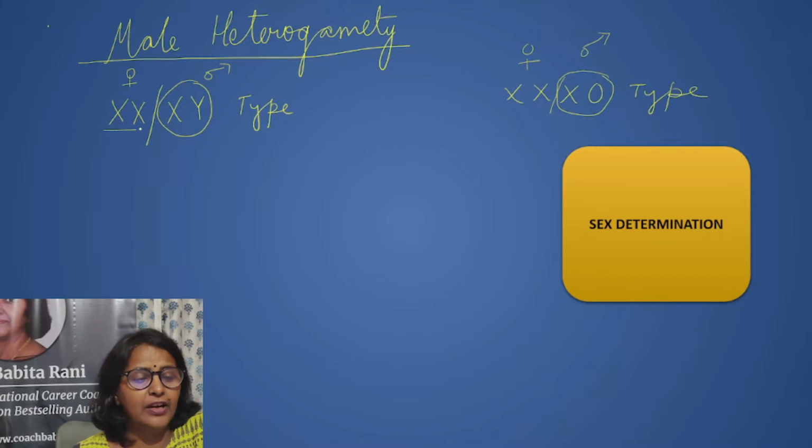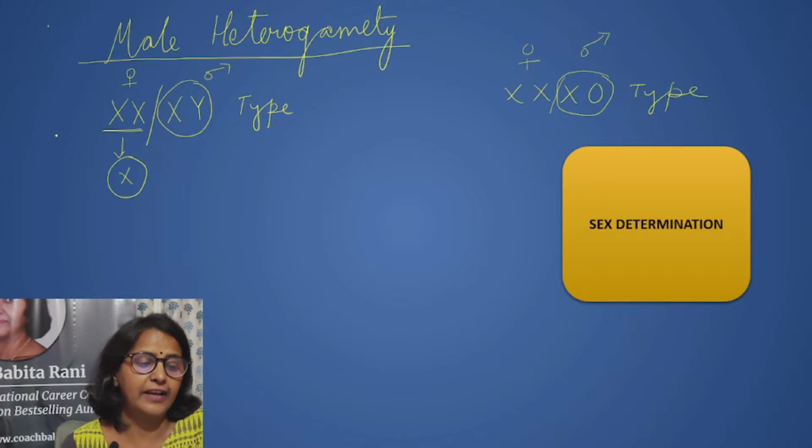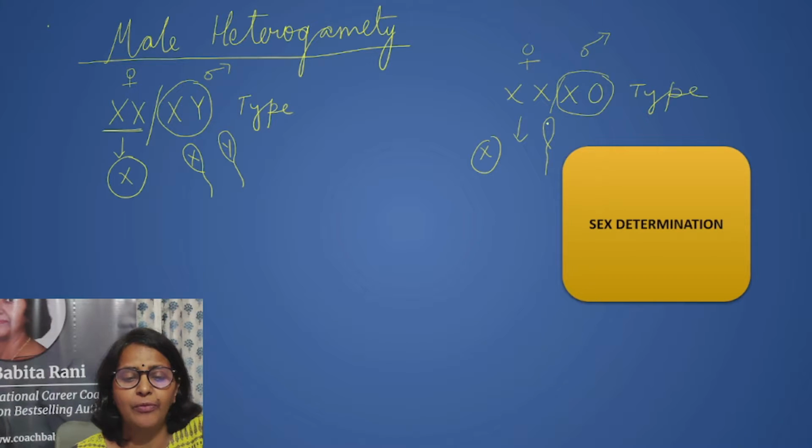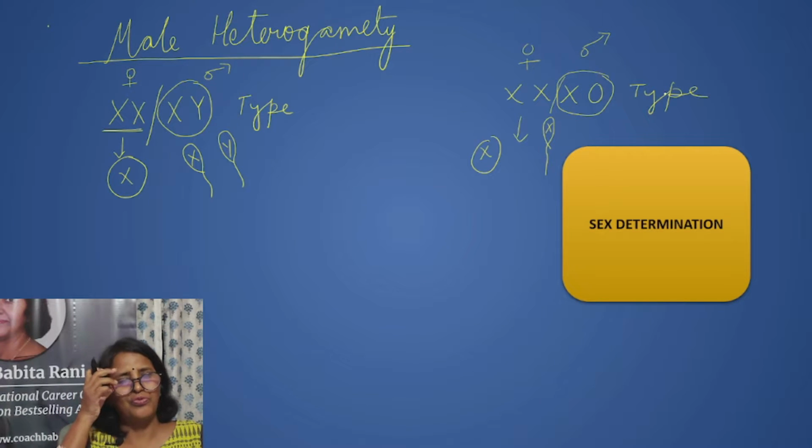So because they are homozygous in nature, they produce only one type of gamete. So all the eggs that are produced will have X in them. But here we have two different types of sperms having X and Y respectively. Here also we have the same type of gamete for females, that is only X, and here we have only one type of gamete, that is X. O means there is no chromosome for that.